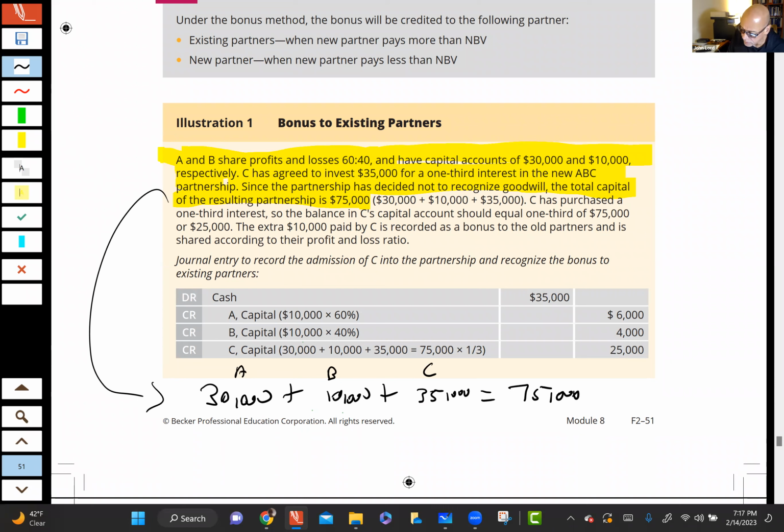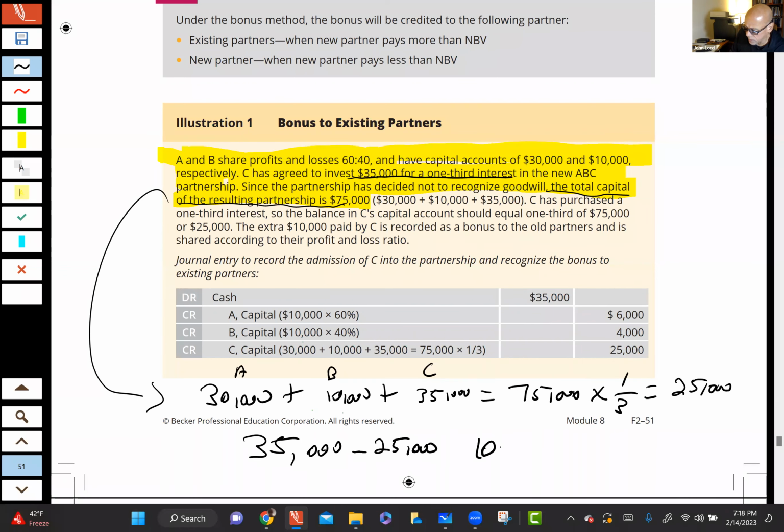And they may not even put that, the total capital of the resulting partnership is 75,000. That may not even be in there. They may just tell me that first part. Then I've got to add those up to 75,000. Since they're telling me that he's getting a 1/3 interest, I multiply that by 1/3. So he's going to get 25,000. How much is he paying though? He's paying 35,000 to acquire a 1/3 interest that's only worth 25,000. So that's a $10,000 bonus.